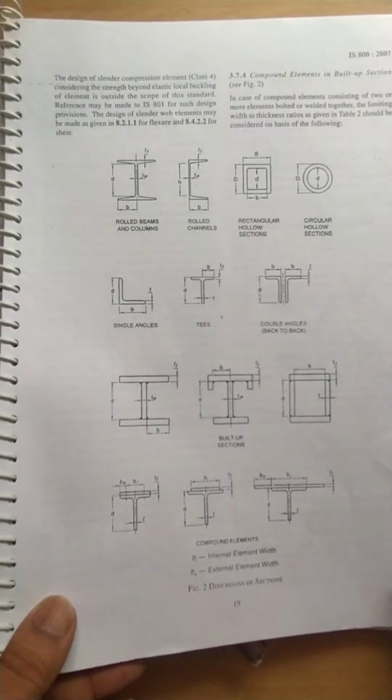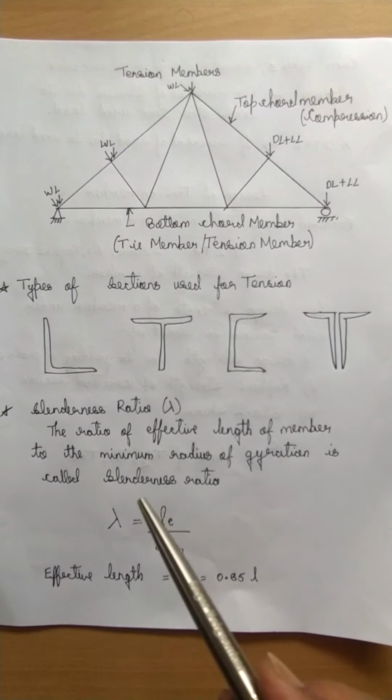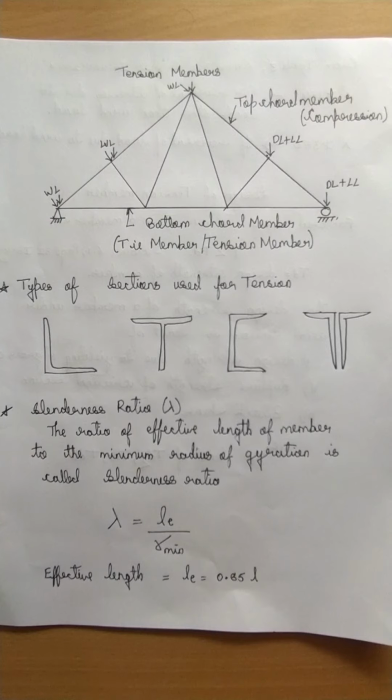So let us discuss. I have drawn only a few here. So what is the major part? The major part is the slenderness ratio. Now what is the slenderness ratio? Slenderness ratio is the ratio of effective length to the radius of gyration, which is given by lambda equals L_E by r_min.